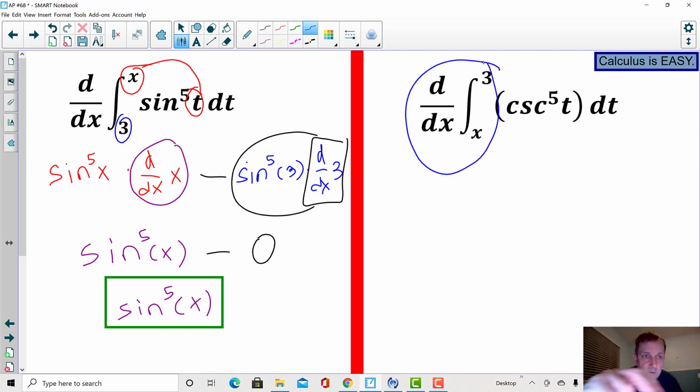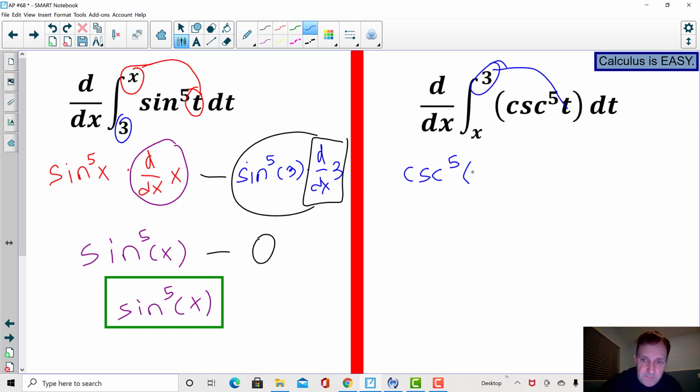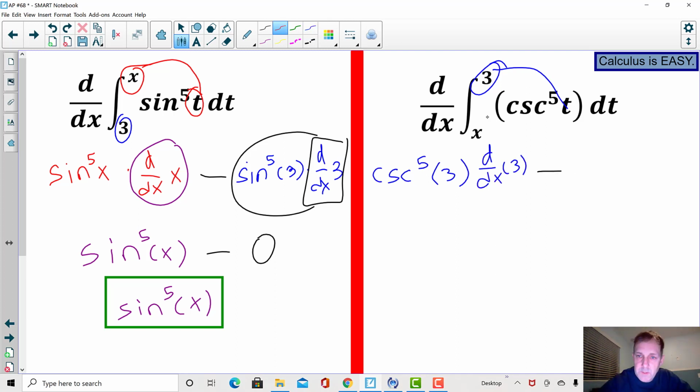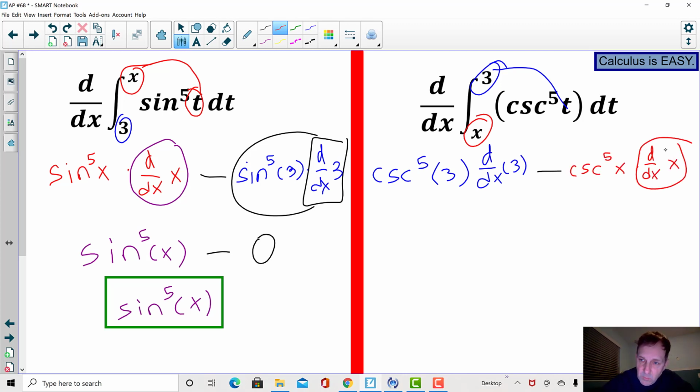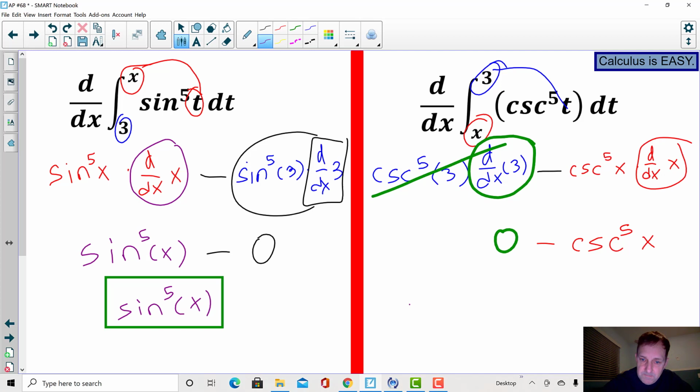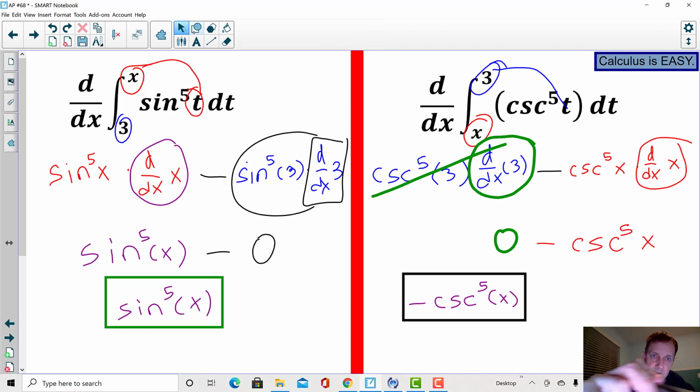Let's do this one, the derivative of the integral. It's basically canceling. So we're going to plug in the 3. It's going to give us cosecant to the 5th of 3. Then we got to do the derivative of 3. And we'll do a minus. Then we're going to plug in the x. Then we got to do the derivative of x. The derivative of x is going to give us a 1. So this piece is just going to be negative cosecant to the 5th. And because the derivative of 3 is just going to be 0, this whole piece is going to give us 0. Final answer, we're going to get negative cosecant to the 5th of x. We can put a box around it. That's our final answer. All right, let's go to the next question.